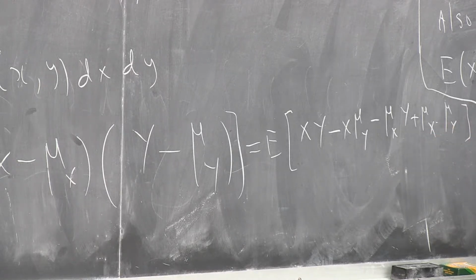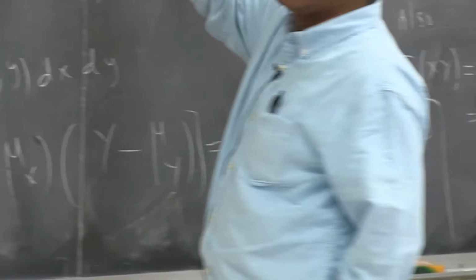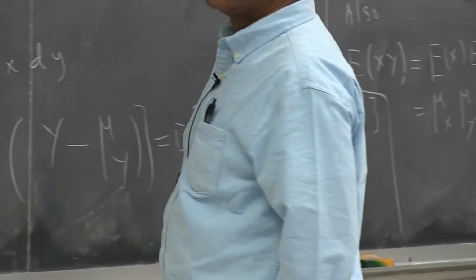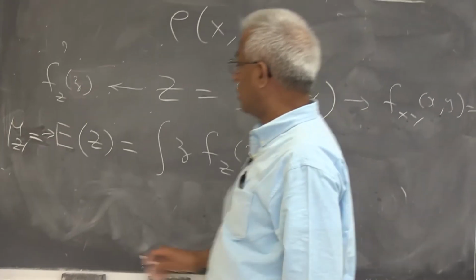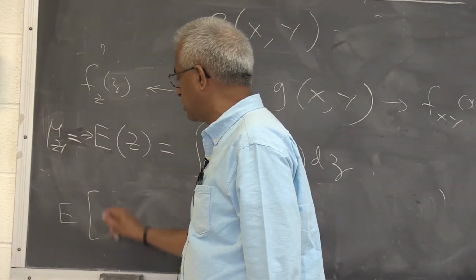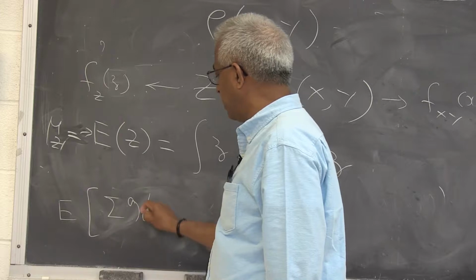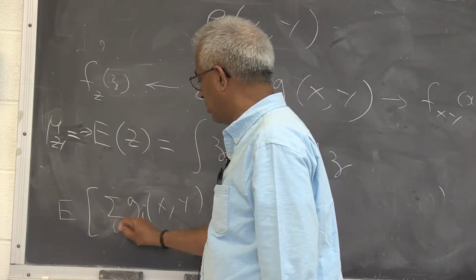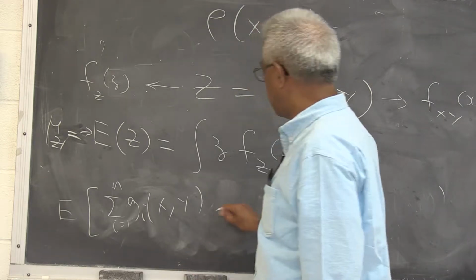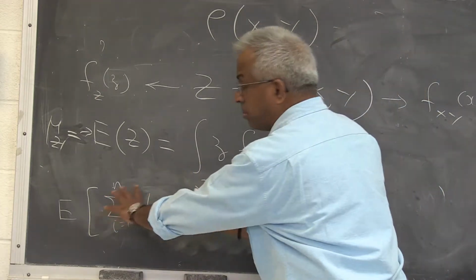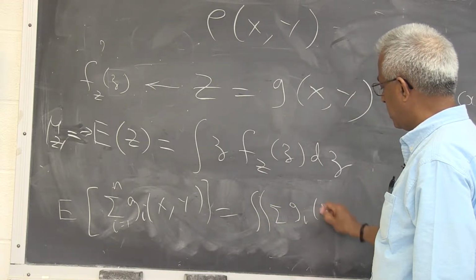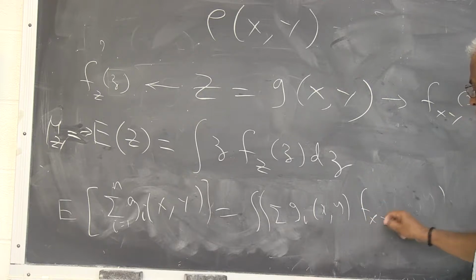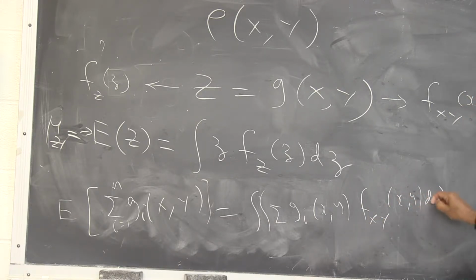But you know, expectation is a linear operation, which you can see from here if you have additional functions. So this is true, right? So linear operation, I will write it here. The expected value of the sum of g_i(x, y), i equal to 1 through n, is the same as the double integral of the summation of g_i(x, y) multiplied by the joint density function of x comma y, dx dy.